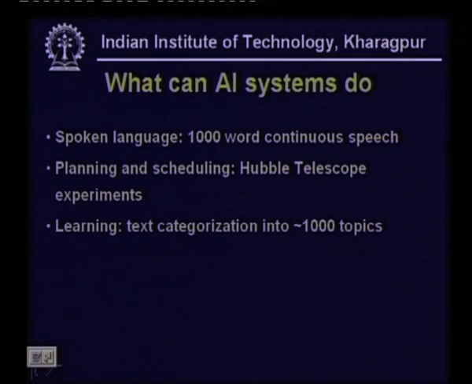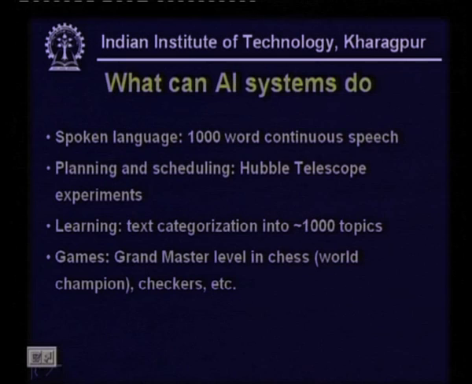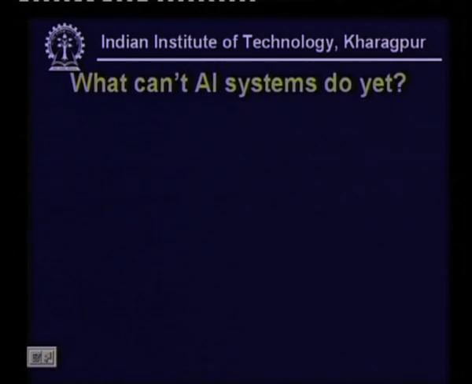In learning, our text categorization systems can work and categorize the text in about 1,000 topics. In games, AI systems have achieved grandmaster level in chess, and we have good programs playing checkers, but there are many limitations to what AI cannot do yet.